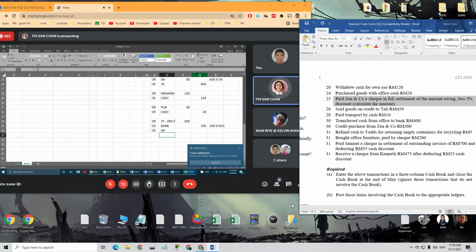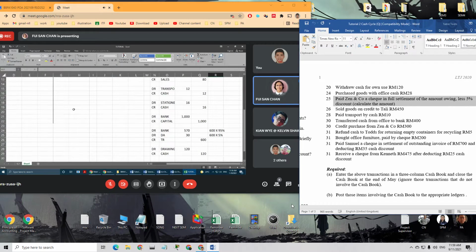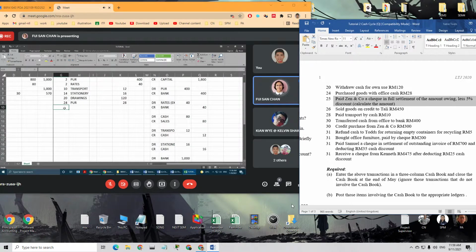This kind of discount is always on the credit. So then this one will be 10. If you calculate the working, it's 200 times 5%, right? Now let's record in our cash book. So this is on the 25th. It's our trade payable, Zen and company, and we received a discount of 10 and we paid by check, 190.